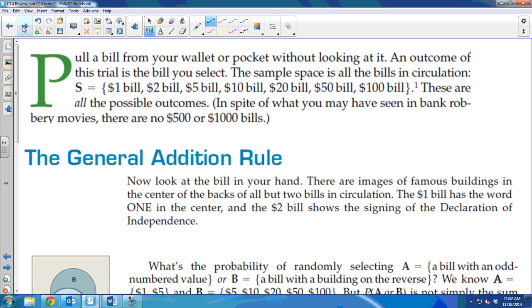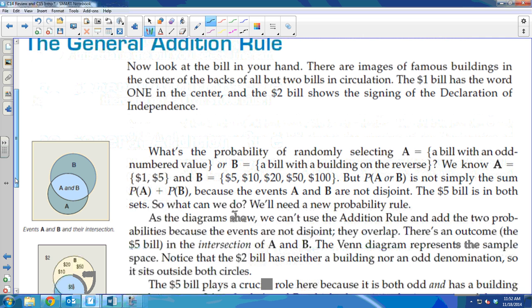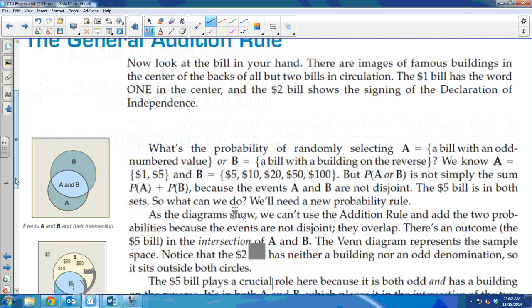Excellent, Jacob. Excellent. So it's starting to talk about more stuff with the bills. We all know the monetary value, but then it starts talking about pictures on the bills. So there are images of famous buildings in the center of the backs of all but 2 bills in circulation. The $1 bill has the word 1 in the center, and the $2 bill shows the signing of the Declaration of Independence. But every other bill, 5 and above, has a building. Okay? So then it says, what's the probability of randomly selecting a bill with an odd number value or a bill with a building on the reverse?